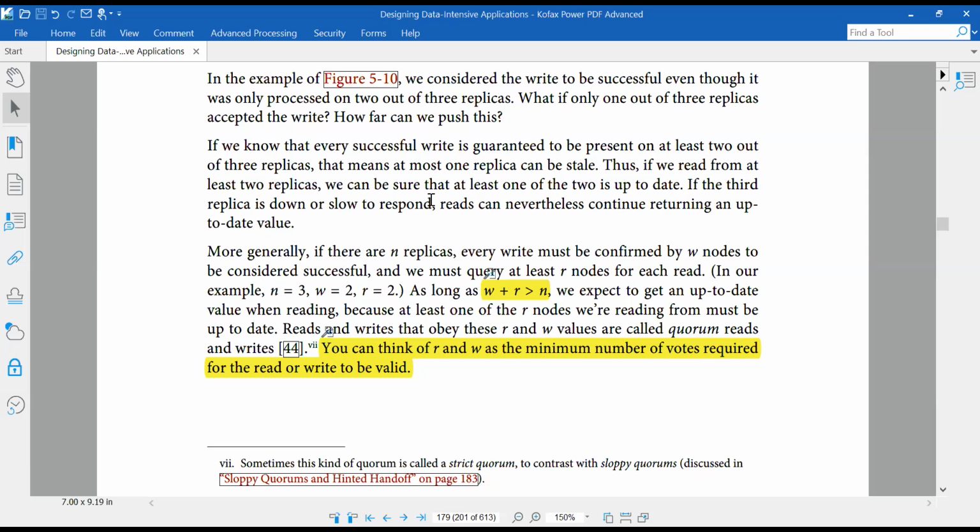So is there any concept of master in Cassandra? It's leaderless, right? Yeah, it's leaderless. That's why all the nodes are treated equally.